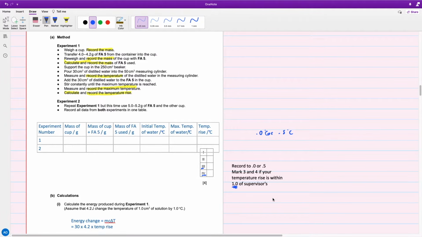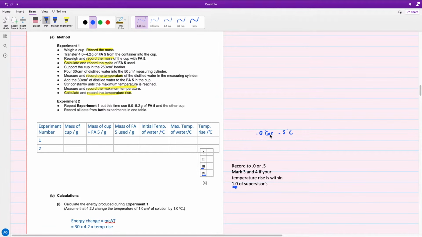different. Well, you know how I told you that your supervisor or your teacher would be performing the experiment before you, and if their temperature rise is no more than 1 degree Celsius different than yours, then you'll be getting the third and fourth mark. So 1 mark for the first experiment and another for the fourth.